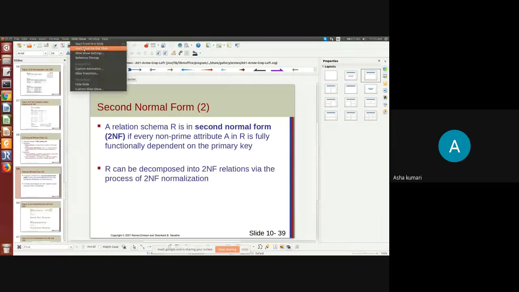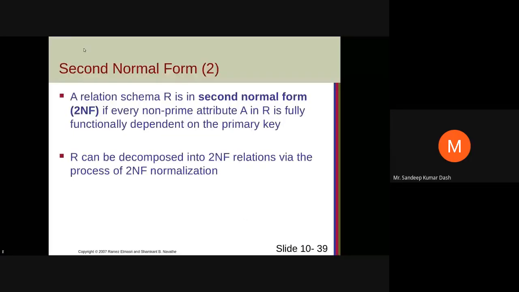Yes, sir. Fine. So second normal form, the definition is: a relation schema is in second normal form if every non-prime attribute in R is fully functionally dependent on the primary key. Now, if you remember full functional dependency, the second normal form is based on full functional dependency.